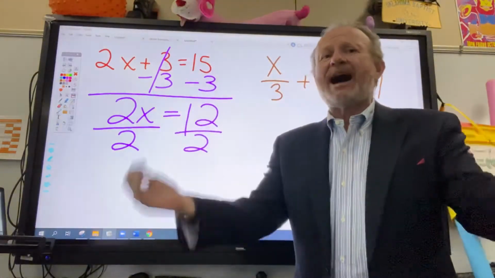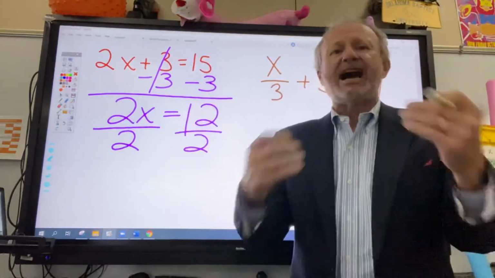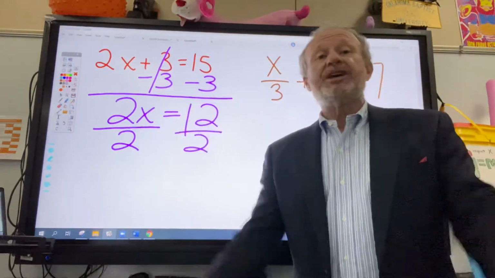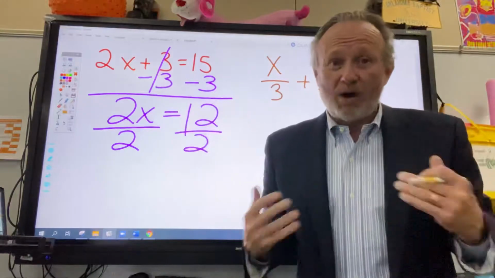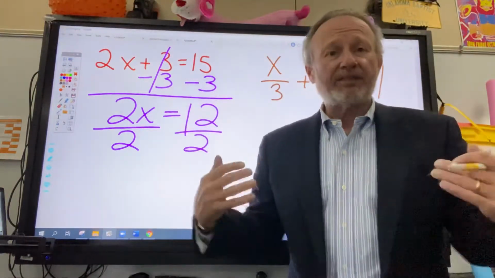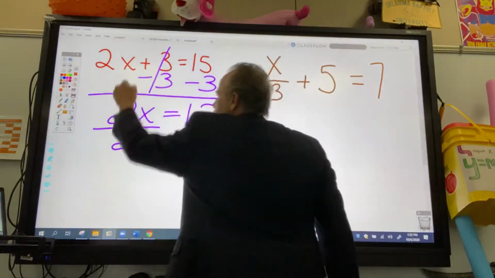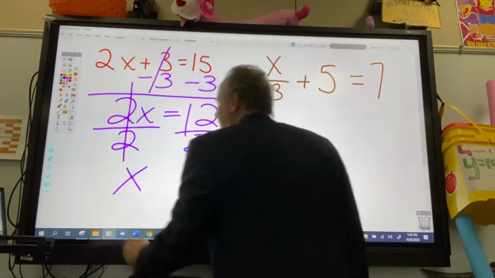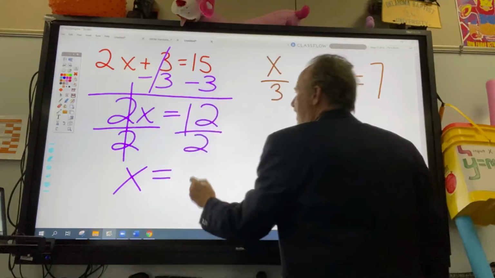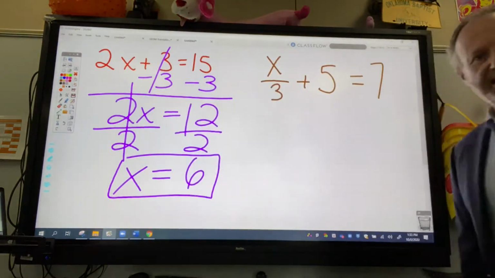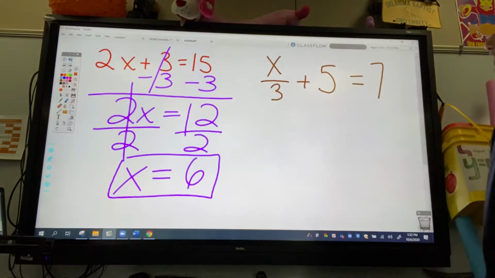So anytime I'm talking about adding or subtracting, I call that zeroing out. Anytime that I talk about dividing or multiplying to get 1x, okay, I call that oneing out. So I'm going to one out the 2. So 2x divided by 2 gives me 1x. And 2 goes into 12 6 times. Okay? See that? Now look over here.